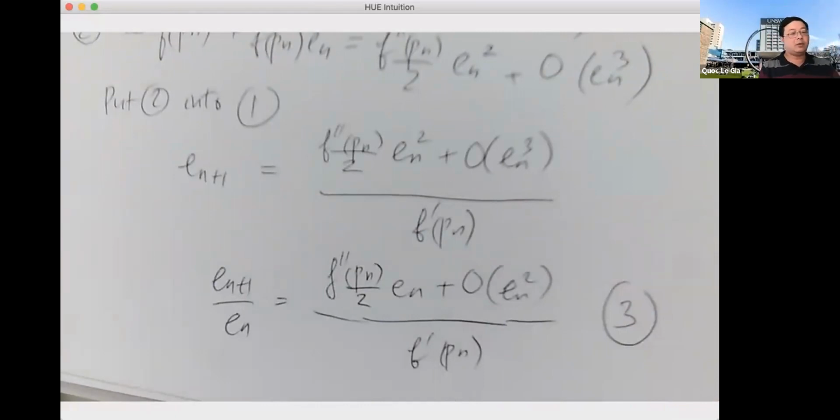So what is the next step we should do? So far we haven't used the fact that f prime(P) equals 0. So how do we use it?